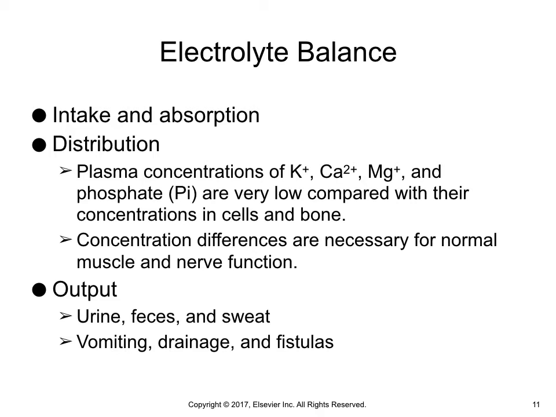Electrolyte output occurs through normal excretion in urine, feces, and sweat. Output also occurs through vomiting, drainage tubes, and fistulas. When electrolyte output increases, electrolyte intake must increase to maintain electrolyte balance. Similarly, if electrolyte output decreases, as with oliguria, electrolyte intake must also decrease to maintain balance. Please review Table 42-4, Electrolyte Intake and Absorption, Distribution, and Output, as a supplement to this PowerPoint.